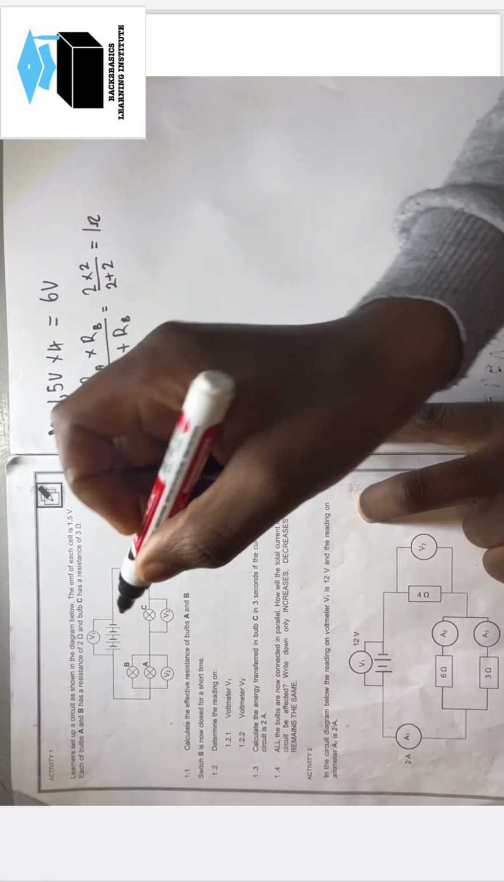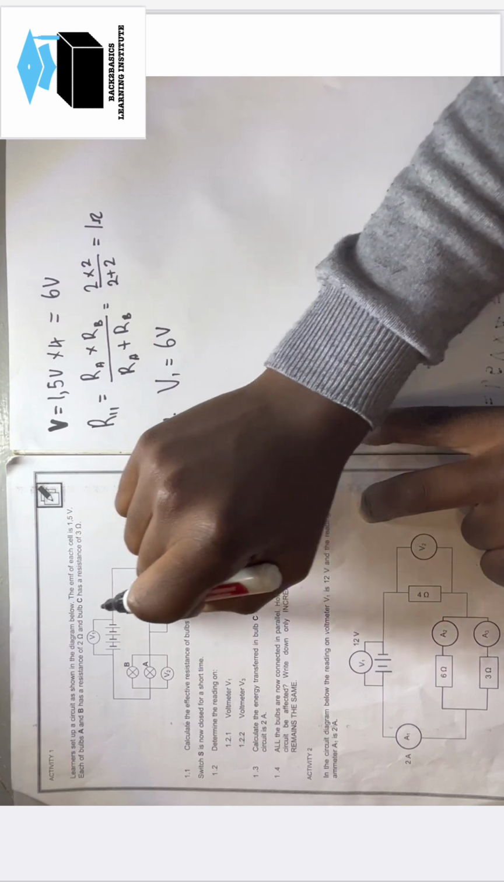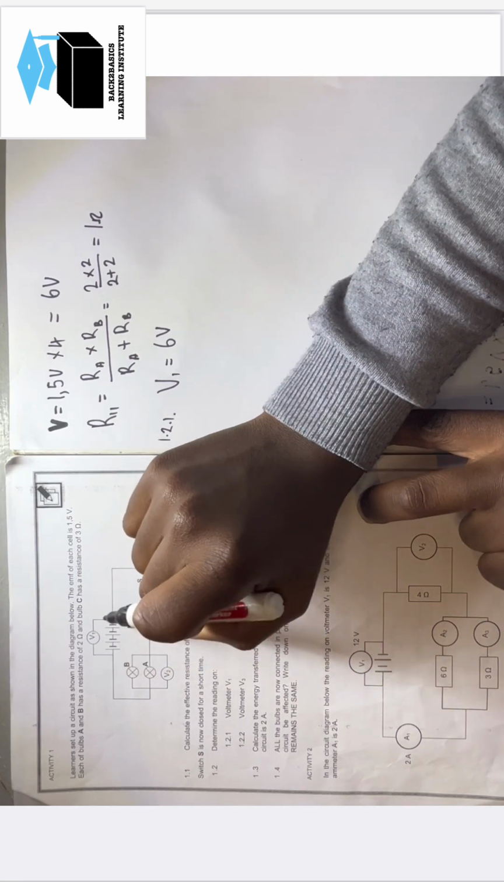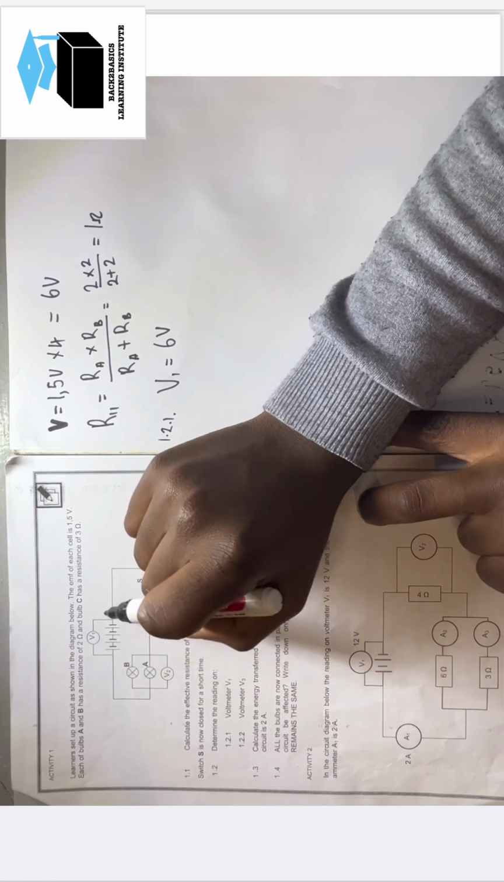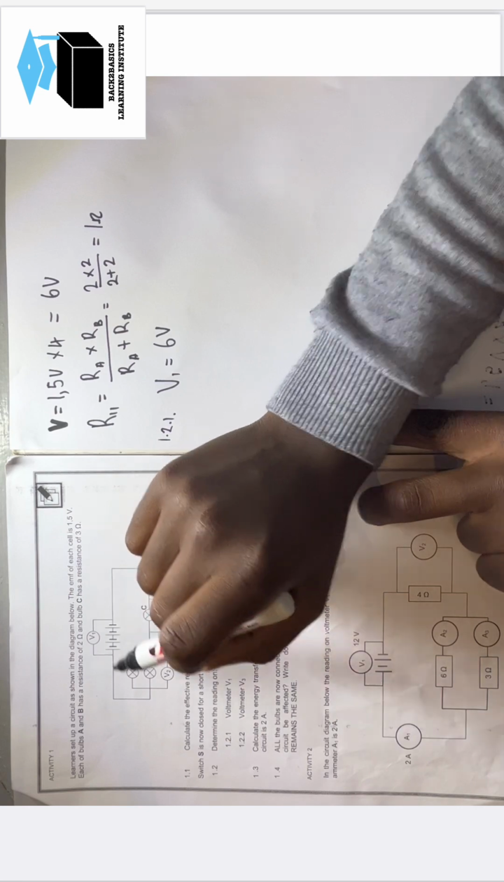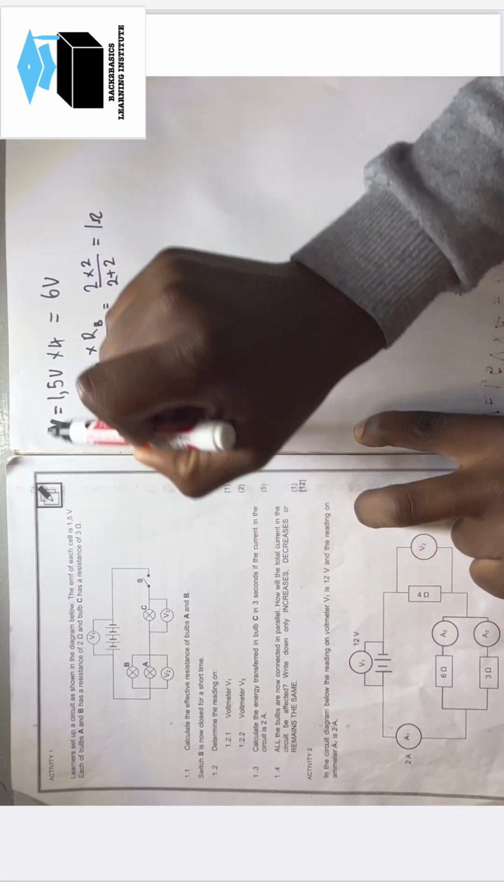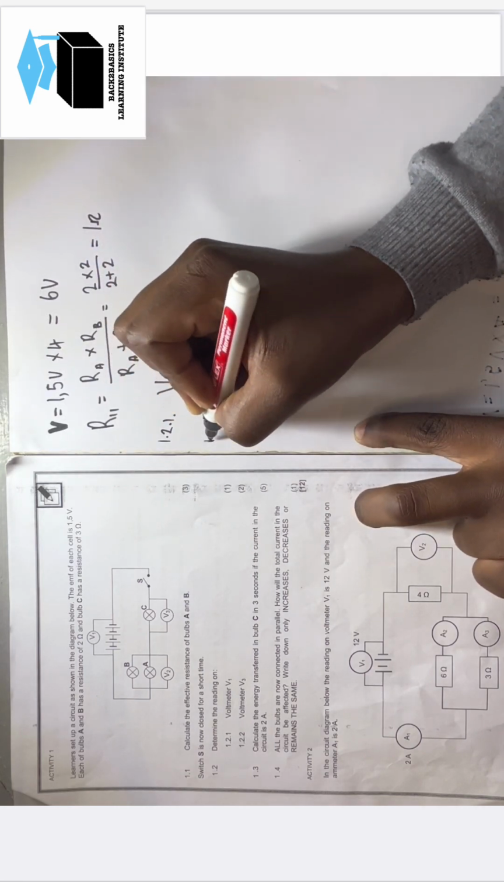Because remember, as soon as this is closed, the reading on your V1 is going to be the totality of the potential difference of all these 4 cells. Therefore, it is going to be 1,5 multiplied by 4, which is 6 volts, which is still the same thing, right?